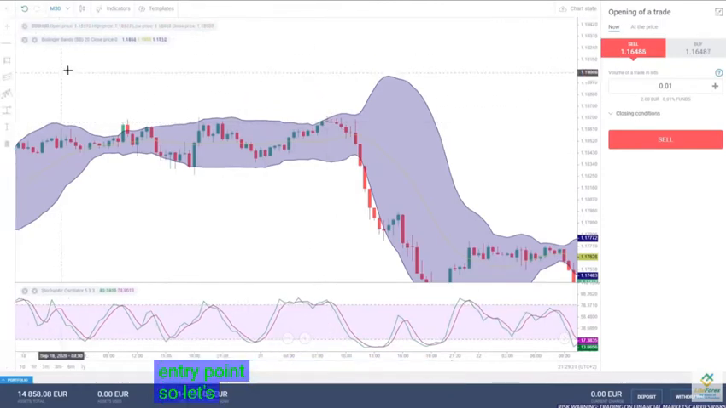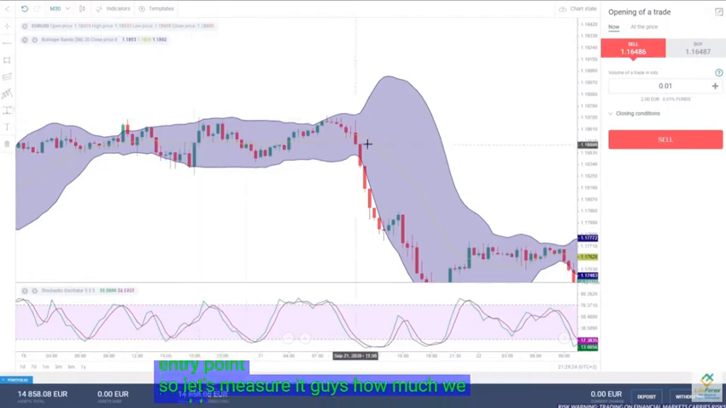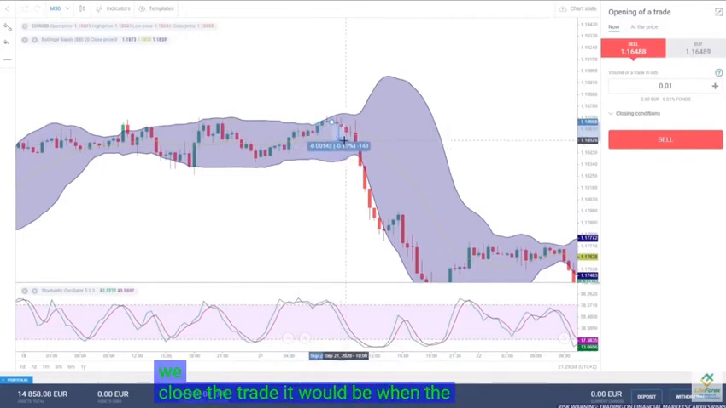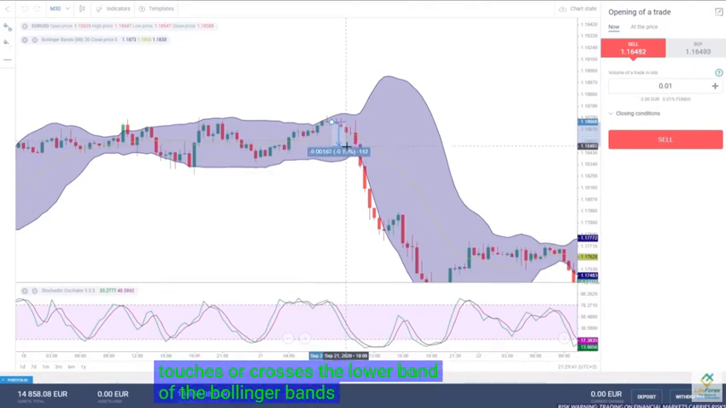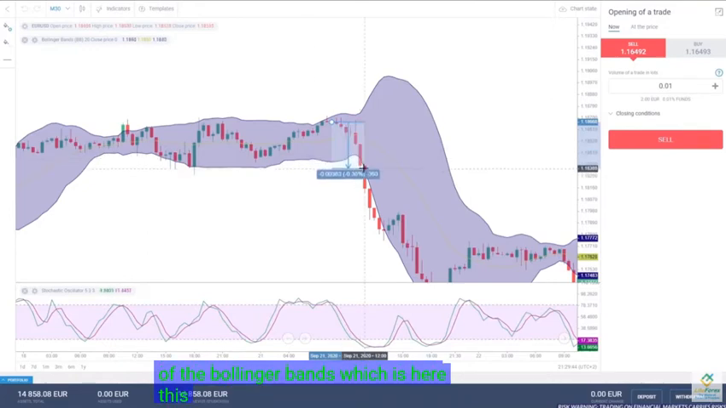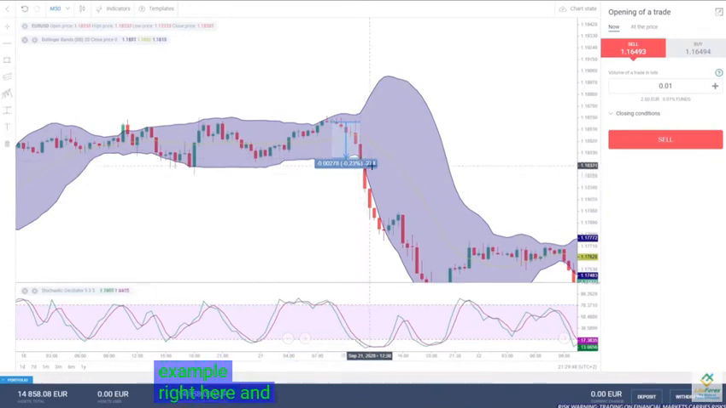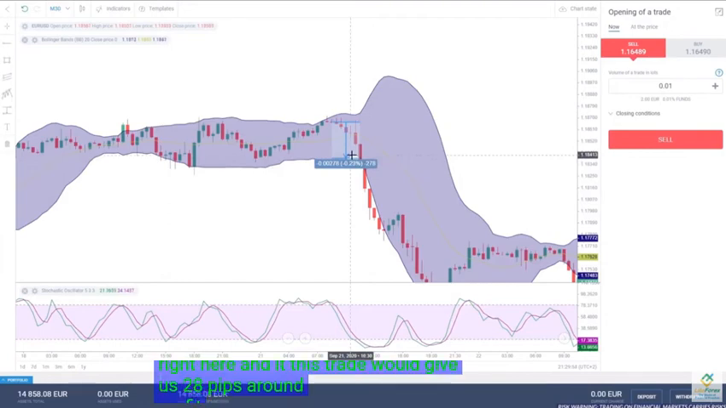So let's measure it, guys, to see how much we could take from this trade. The level where we close the trade would be when the candle touches or crosses the lower band of the Bollinger Bands, which is here, this red candle, right? So it would be, for example, right here, and this trade would give us around 28 pips profit.